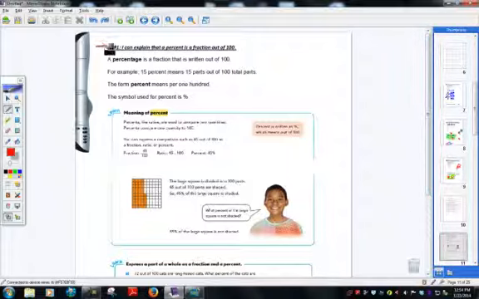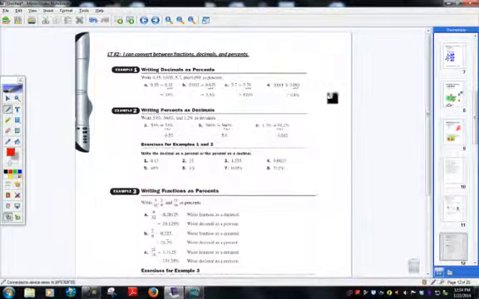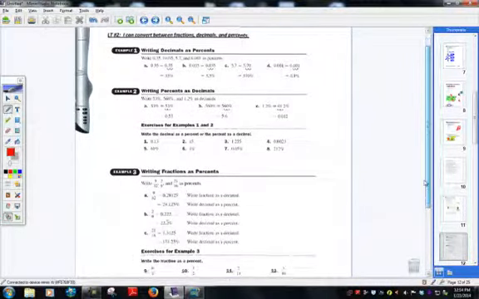The first target: I can explain that a percent is out of 100. That's pretty easy. 15% just means 15 out of 100, so 15 pieces if there were 100 pieces. Okay, let's go on to learning target 2.